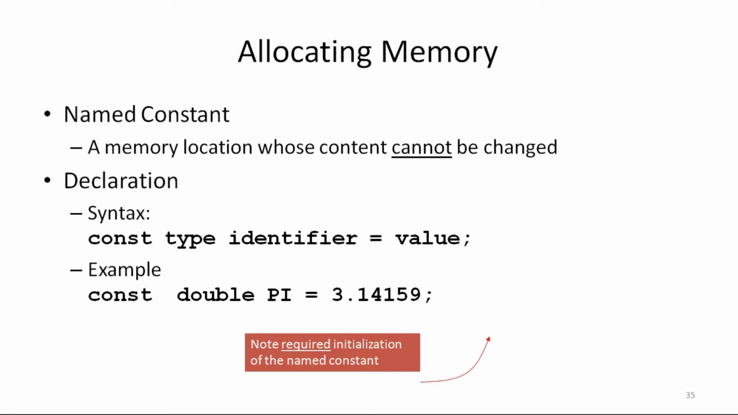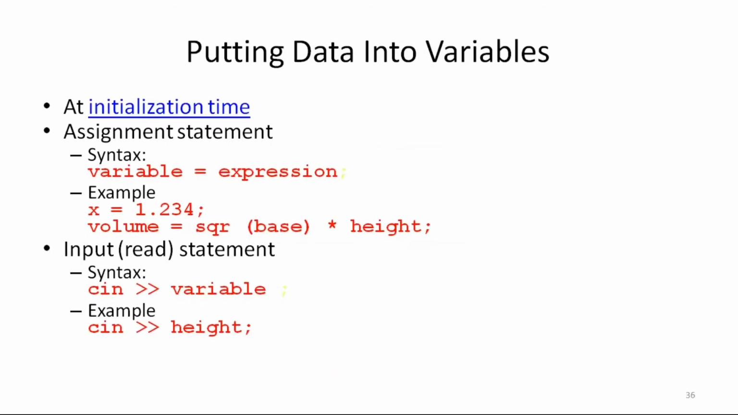Declaration syntax: const type identifier is equal to value. For example, const double pi is equal to 3.14159. Const is a constant memory location, double is a data type. This is the value, and we initialized it. But since it is const, the memory location's content cannot be changed. If it is a variable, the content is changed during the program execution. If it is a constant, the content cannot change. OK.